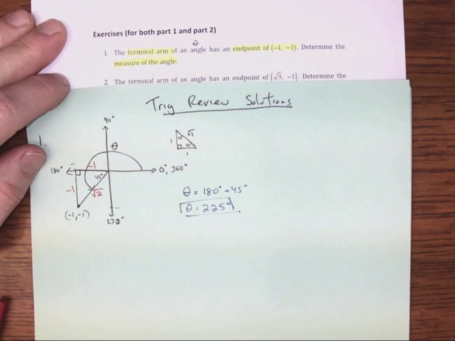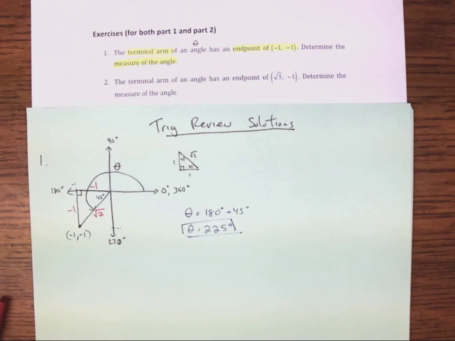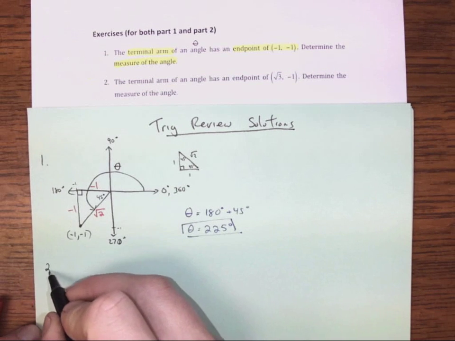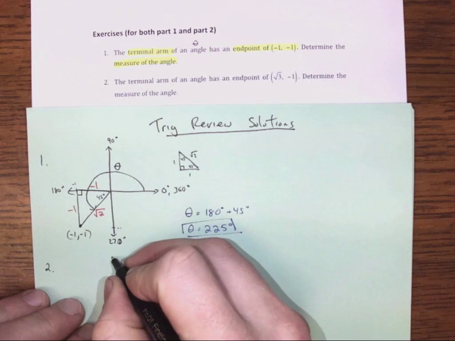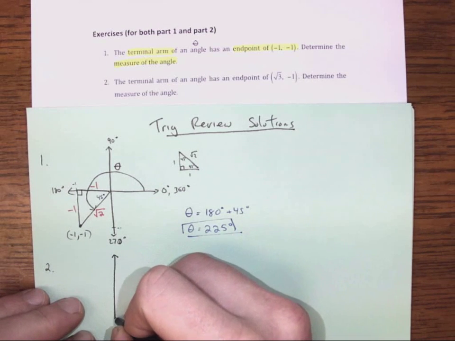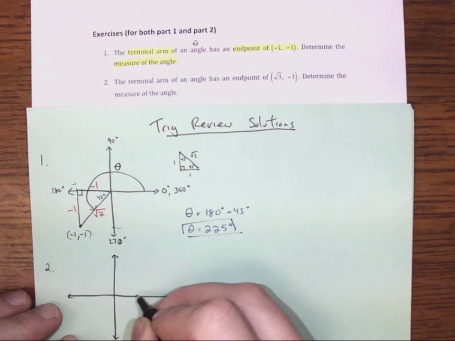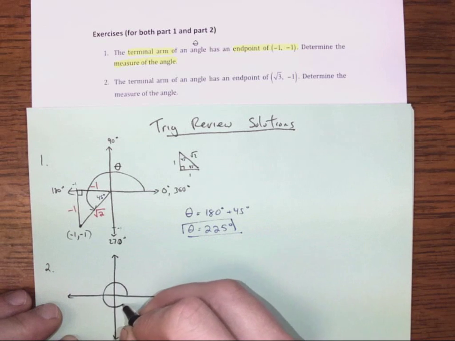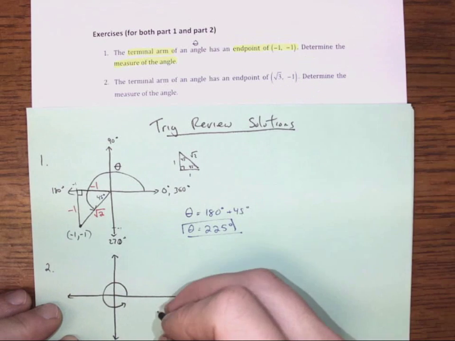So we'll move on to question 2. Okay, question 2 looks like it's worded very similarly. So I'm going to spend a little bit less time decoding the wording here. I'm just going to start drawing the diagram. So I know we're going to have an x value for this point in the fourth quadrant, which is x is √3 and y is -1.